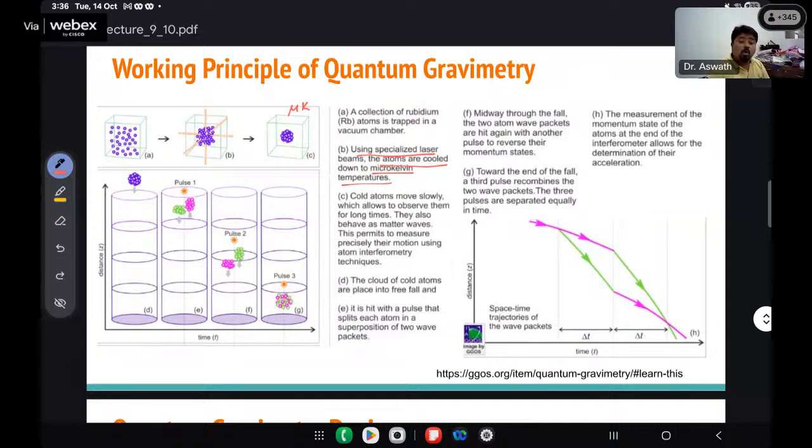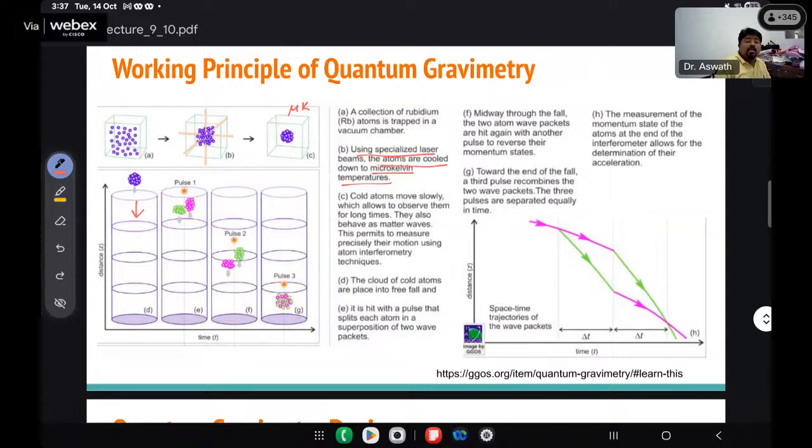Now this cold cloud of atoms is let to free fall from the top, in some kind of a hollow cylinder. Now what happens? They start falling. While falling, you can hit them with a pulse of photons. If you hit them with a pulse of photons, you can split them up into a superposition of two wave packets.